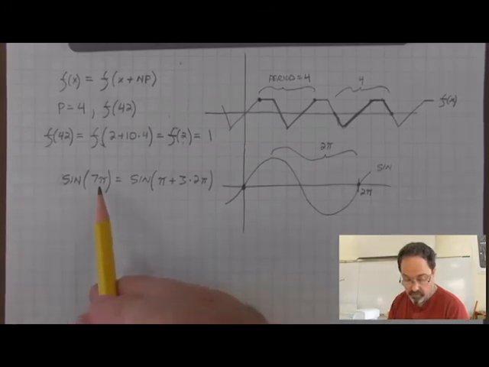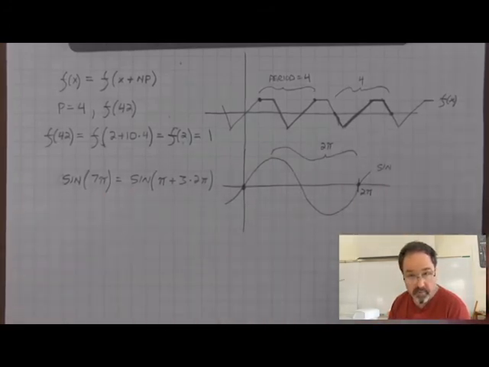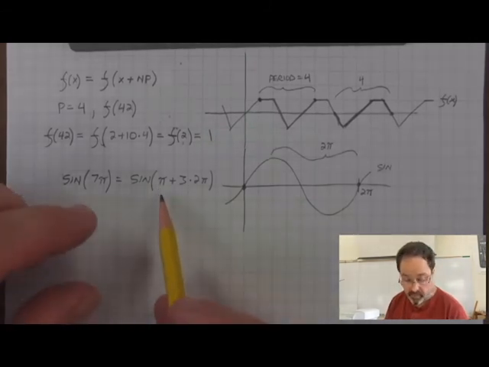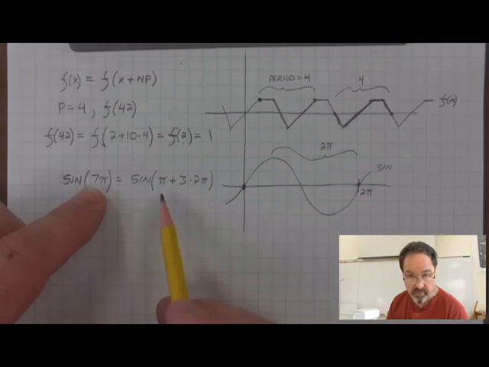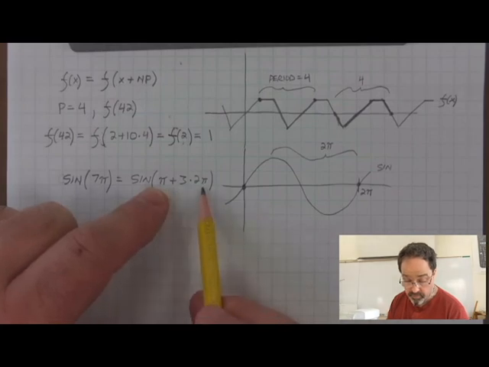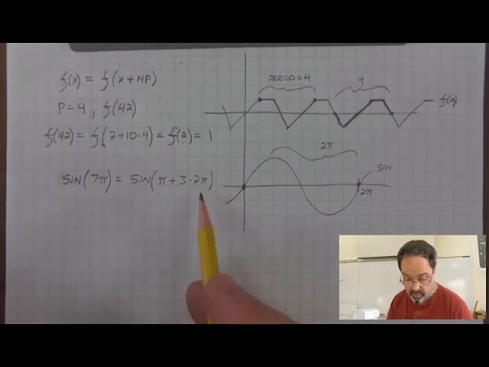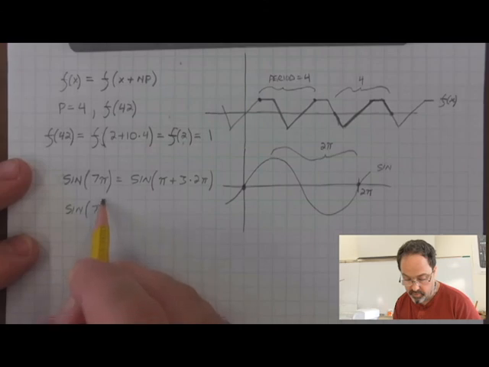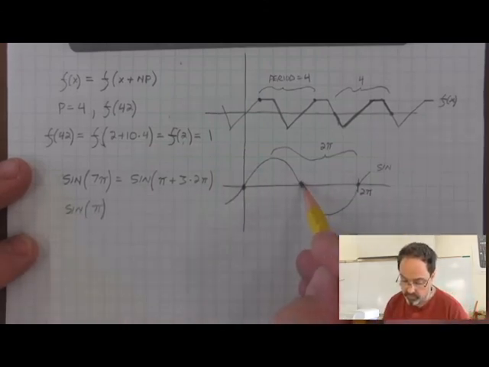So if I want to read the value of sine somewhere that's off my graph, I could think, how many complete iterations of the wave can I ignore and find my value from what's left? The sine of 7 pi is equal to the sine at pi plus 3 complete periods of 2 pi that I'm going to ignore. The sine at 7 pi is equal to the sine at pi, and I can read that from my graph. Pi is read right here and has a sine value of 0.